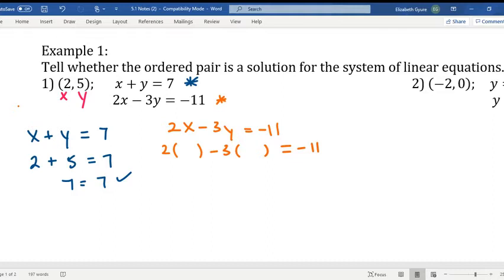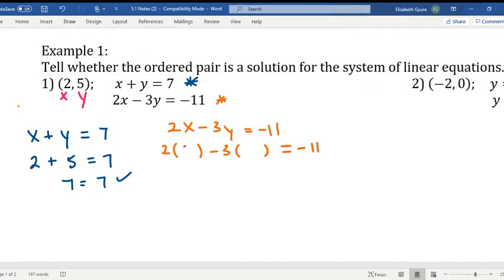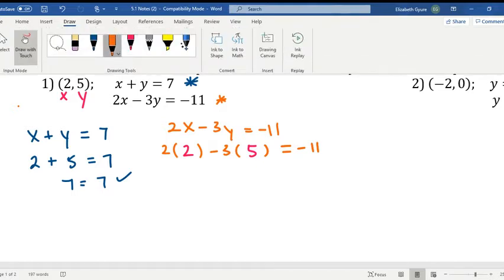Okay, so 2 blank parentheses, we got to plug our x in there. What was our x value? 2. Okay. Minus 3 times our y value. What was our y value? 5. And then this is helpful because don't the parentheses tell us we need to multiply? Yeah.